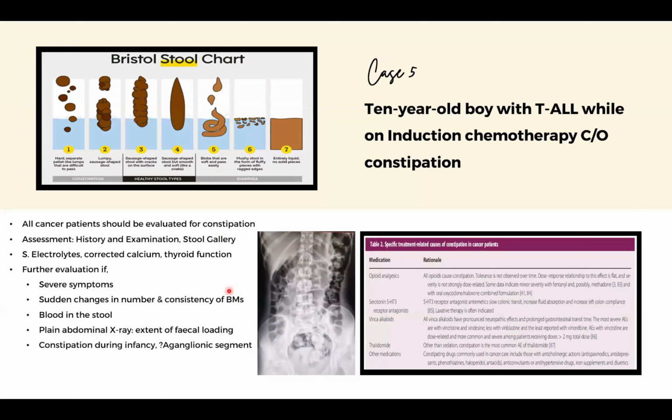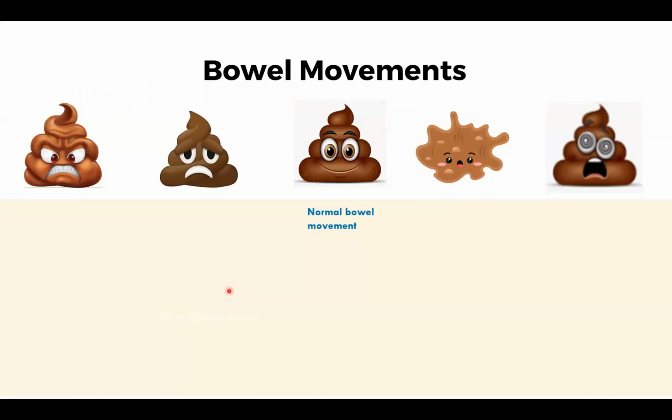And constipation during infancy is very important. Sometimes they don't have the complete features of Hirschsprung's, but they can have small aganglionic segments, which can be very important and give sinister problems during their chemotherapeutic agents, because the moment they become paralytic ileus, these segments can give rise to even partial obstructions. So, bowel movements.